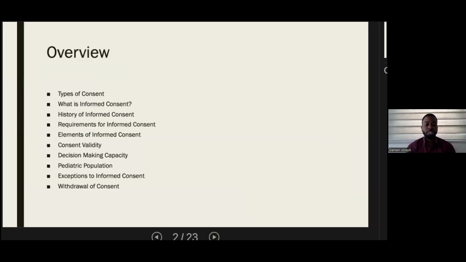All right, so for this presentation, just going over an overview. We'll be going over what are the different types of consent. We will describe exactly what is informed consent. We'll go over a brief history of informed consent. We will go through the requirements and elements for informed consent. We will go through what makes consent valid. We will discuss the decision-making capacity, informed consent in the pediatric population, and what are some exceptions to informed consent and the withdrawal of consent.